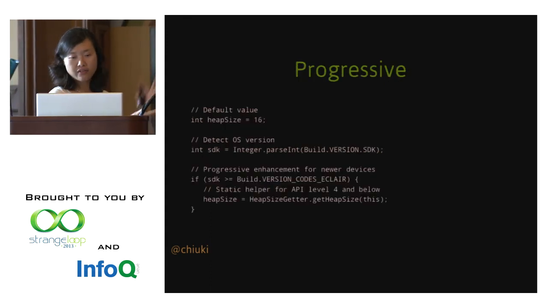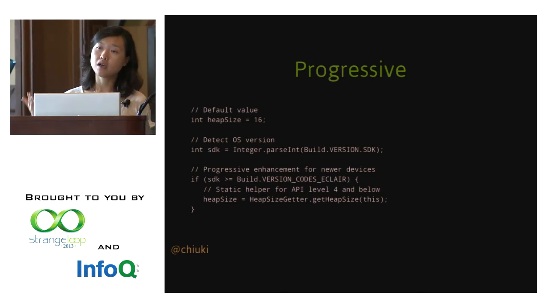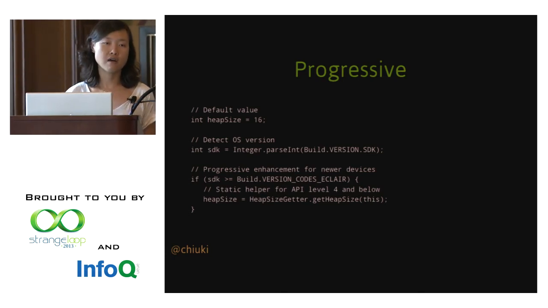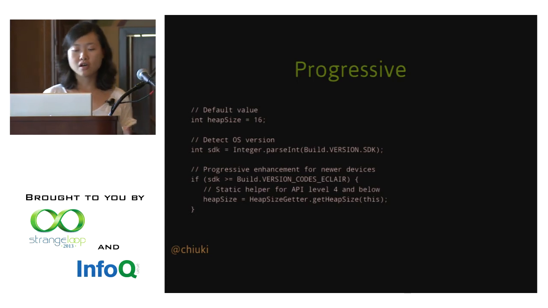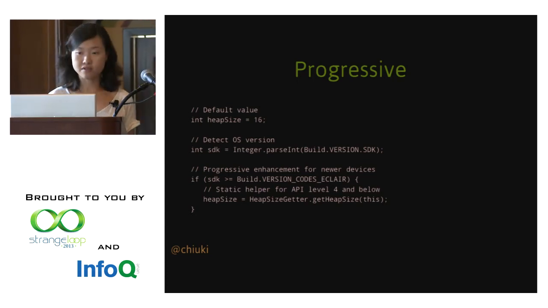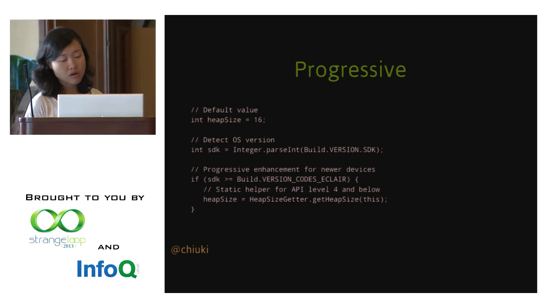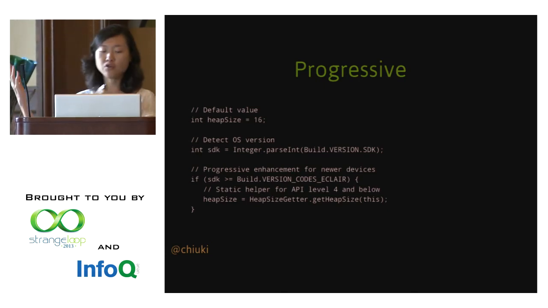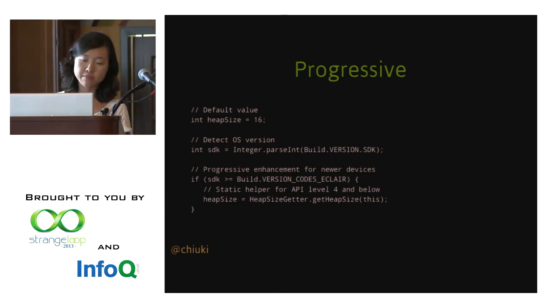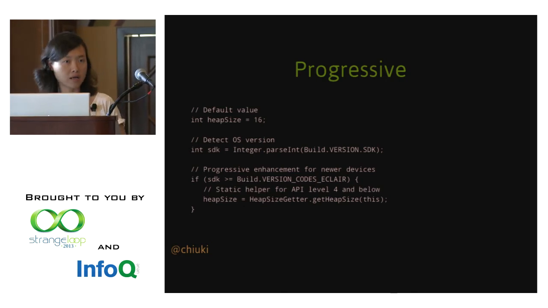Right, so again, this is the formula for doing progressive enhancement. It's very important to have a default behavior, so that you're not just having uninitialized values when the function that you want to use is not available. So you have a default value, and then you try to detect the version that you're running on, and when you have a system that is newer than the API that you'll be using, you can go ahead and call it.